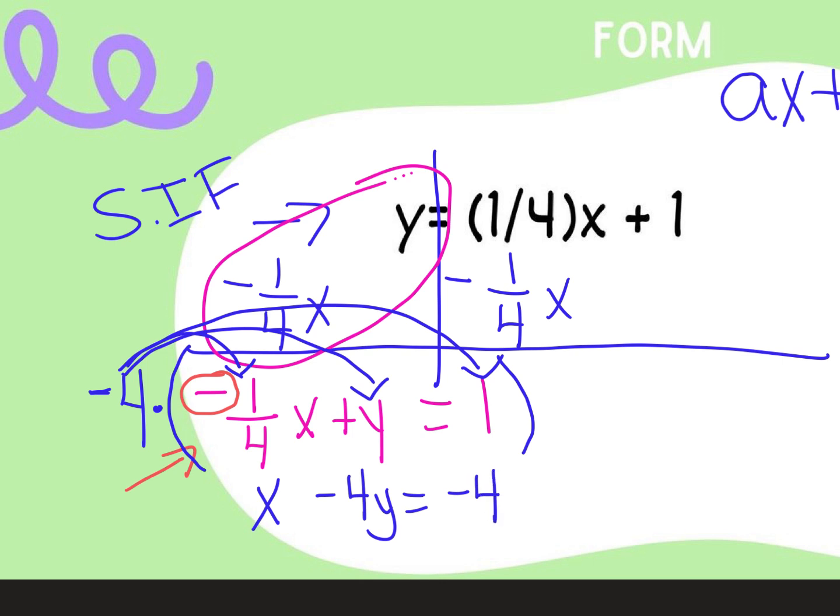Now, before you move on, look at your equation. Is it in standard form? Are your a value, your b value, and your c value integers? Well, yes, they are. And then, is your a value positive? Yes, it is. So this is standard form.